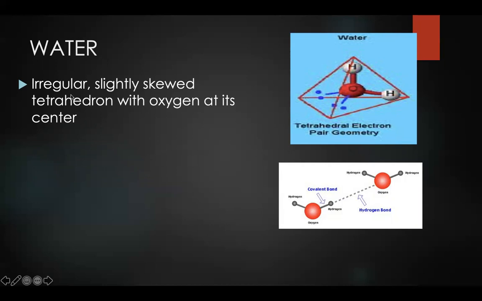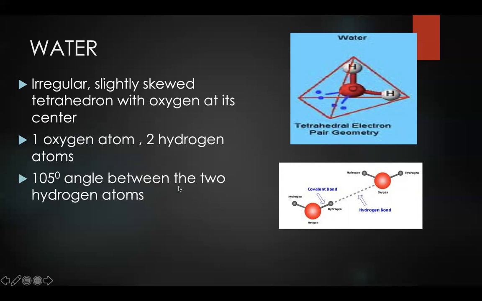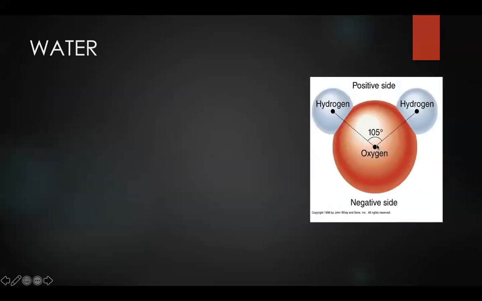Water is described as an irregular, slightly skewed tetrahedron with oxygen at its center. So this is the structure of water. It is irregular, meaning it is not quite symmetrical. It is slightly skewed with a tetrahedron shape, and oxygen forms the center of the molecule. It contains one oxygen atom and two hydrogen atoms. It has a 105 degree angle between the two hydrogen bonds. So this is the oxygen, the center of the atom, and the angle between the two hydrogens is 105. This is a better illustration of that angulation.